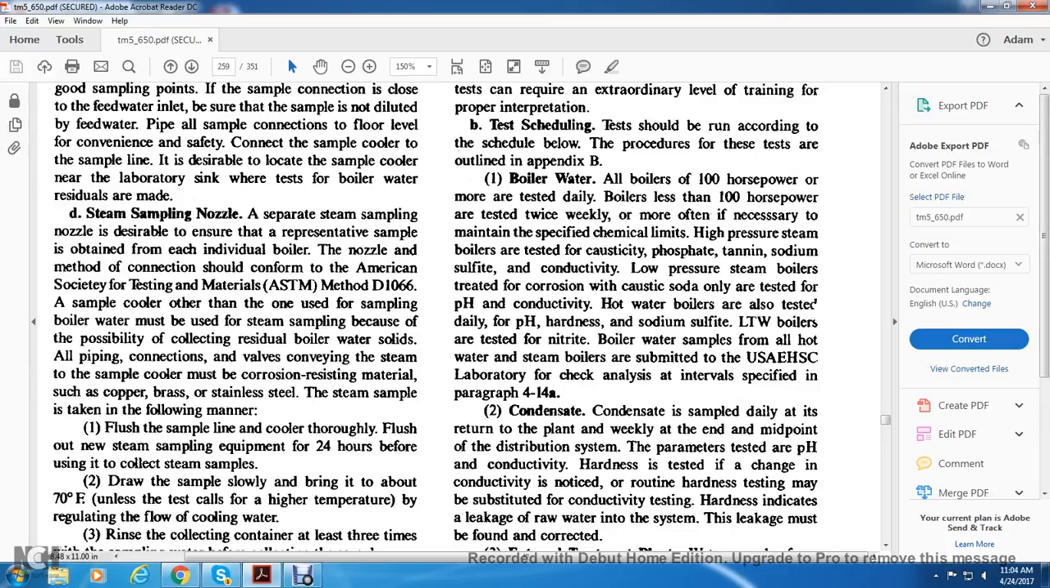1. Boiler water. All boilers of 100 horsepower or more are tested daily. Boilers less than 100 horsepower are tested twice weekly, and more often if necessary to maintain specified chemical limits.